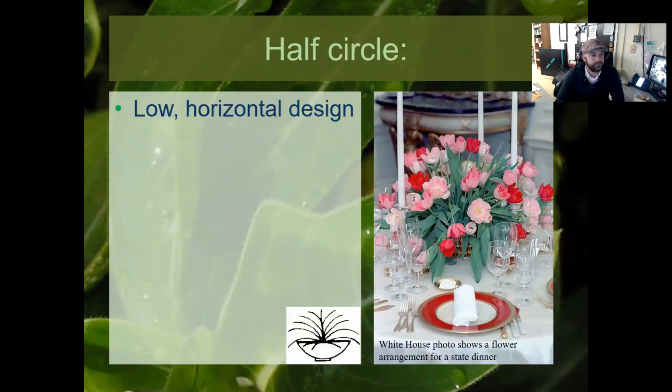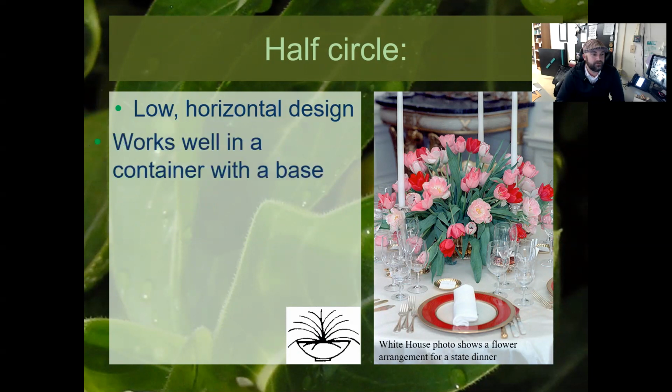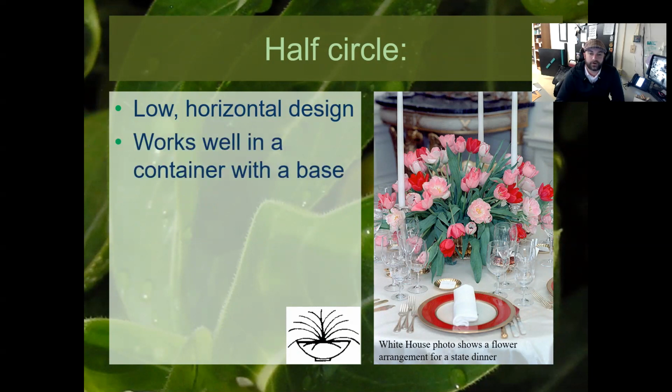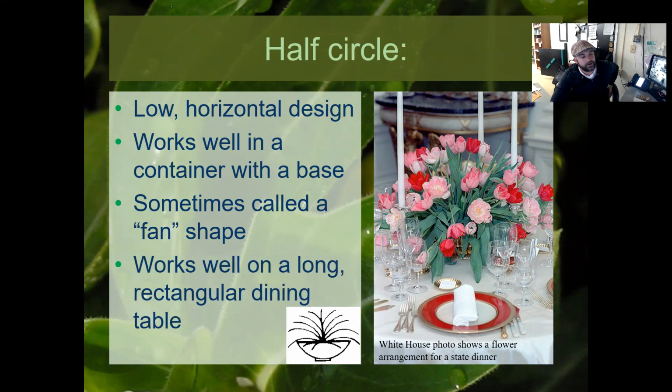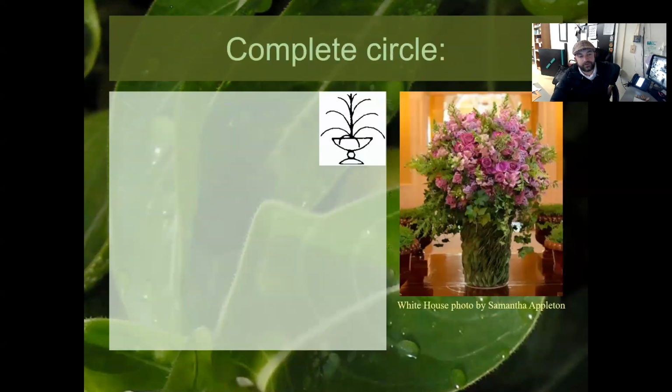So half circle, a low horizontal design, typically works really well for table settings or in the middle of a large banquet. So you can have a lot of these sitting around and they make the table look excellent. It works well in a container with a base, kind of like the ones we use for Christmas floral arrangements. Sometimes called fan shape. Works well on a long rectangular dining table, just like I was saying before.